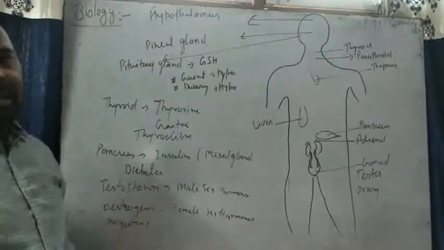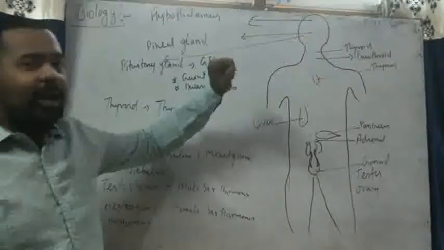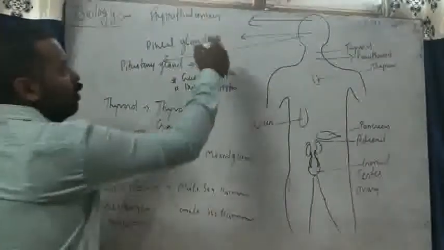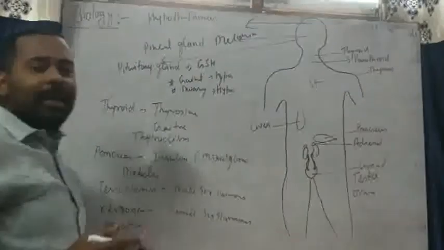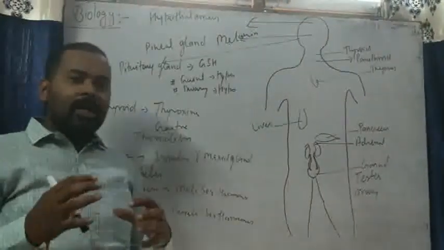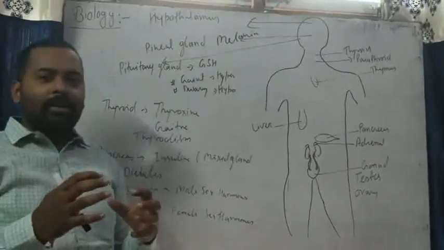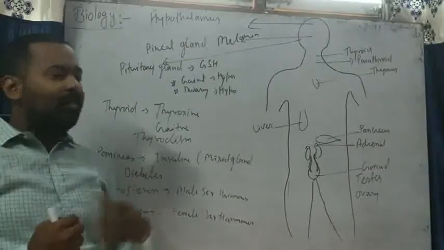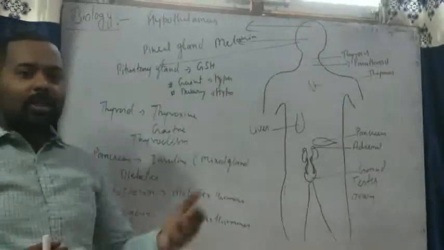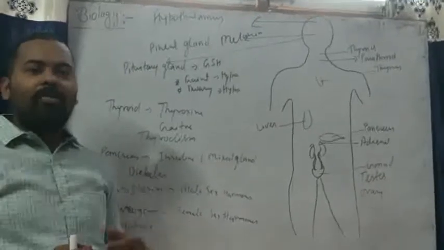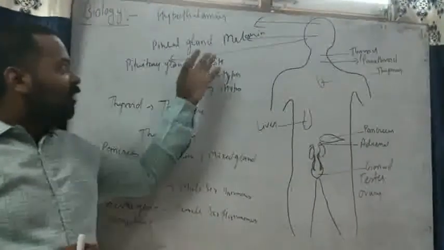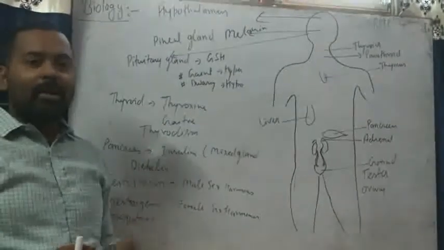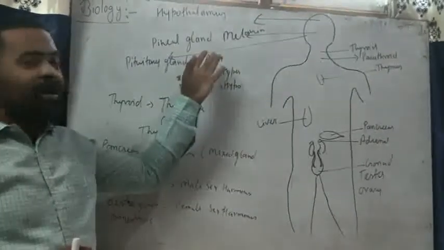Next is the pineal gland. The pineal gland is present just behind the hypothalamus. It controls the secretion of melanin pigment. As you know, melanin pigment regulates the skin color of the body. If any person has an excessive amount of melanin, the complexion of the body is dark in color, and if the amount of melanin is very low, the color of the body is fair.